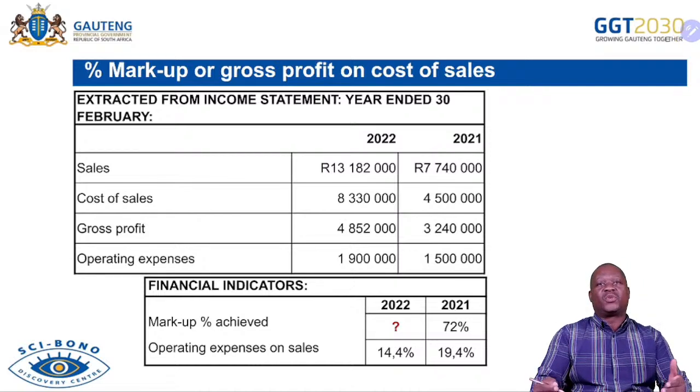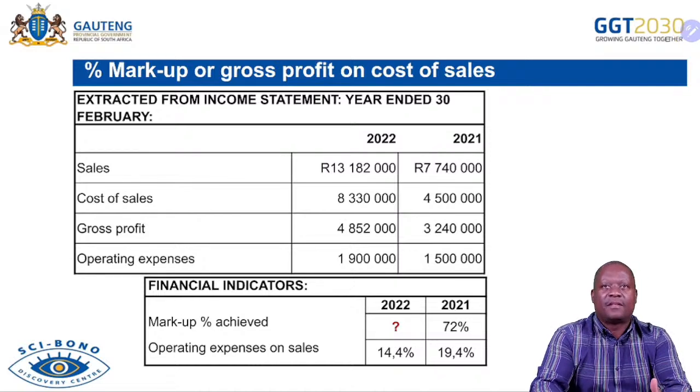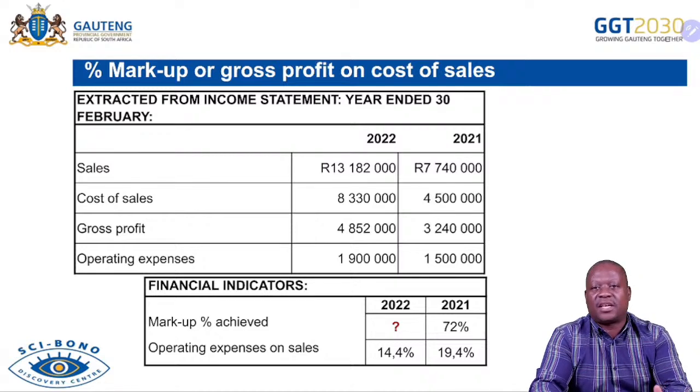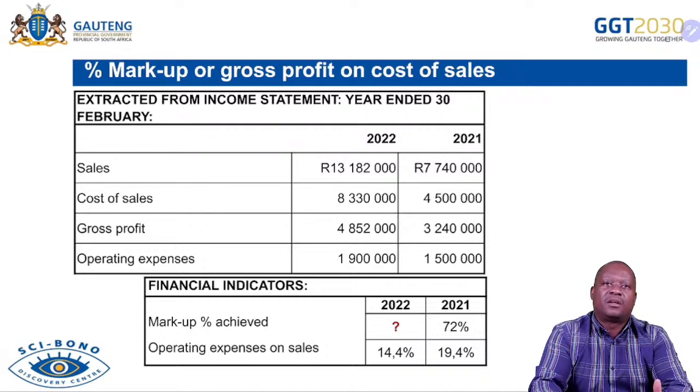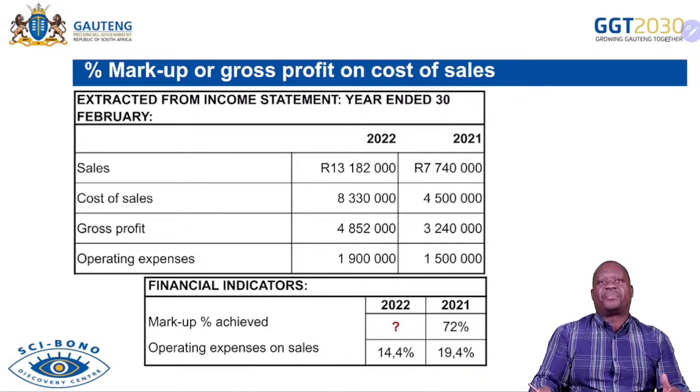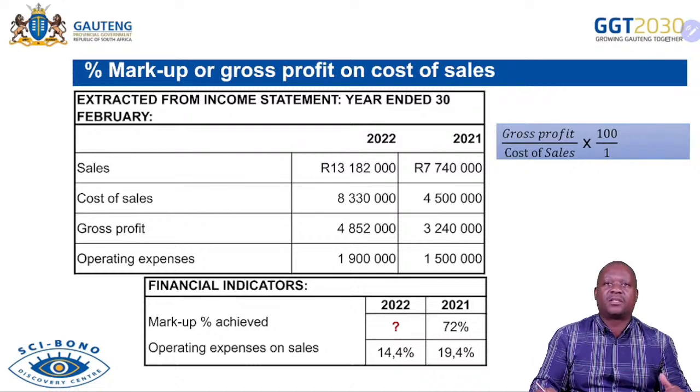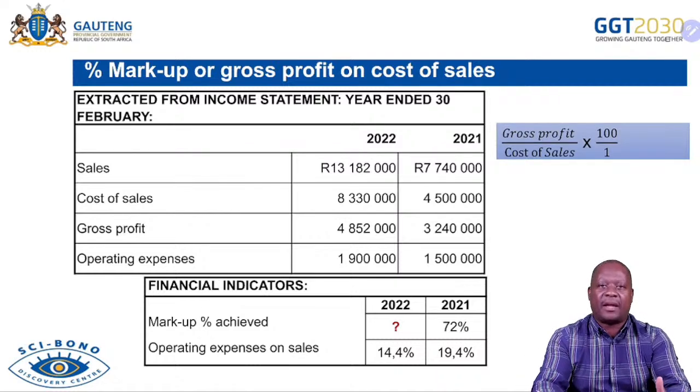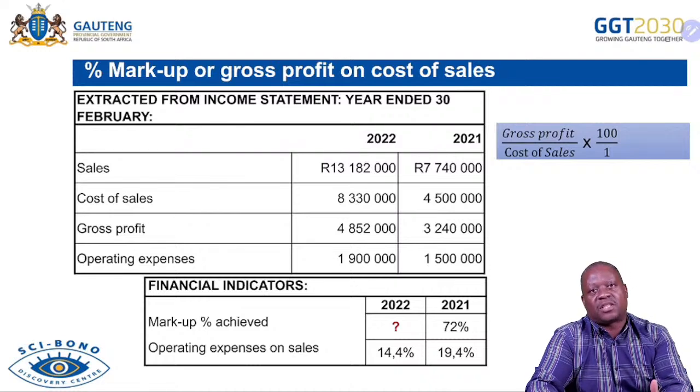Now we move on to the next indicator. This one is the familiar one. We have been looking into this indicator since grade 8, markup. So I know you know the formula for markup. The formula for markup is simply gross profit divided by cost of sales. But remember, it's supposed to be a percentage, so we are going to multiply by 100 to make it a percentage.